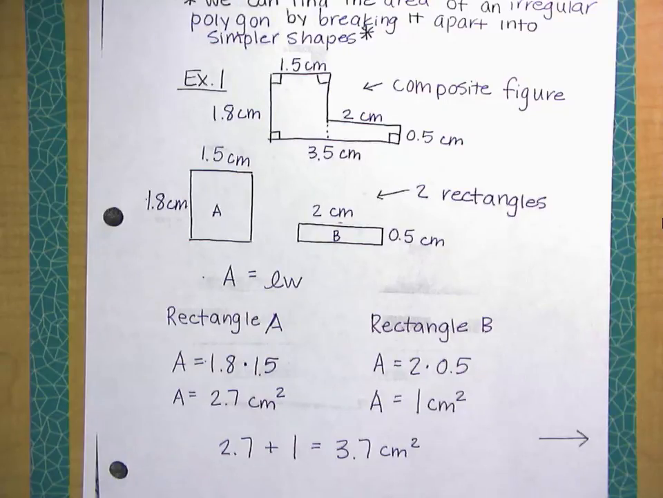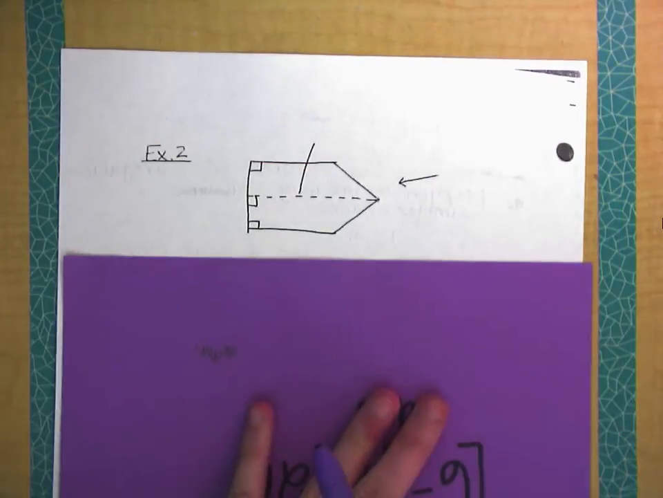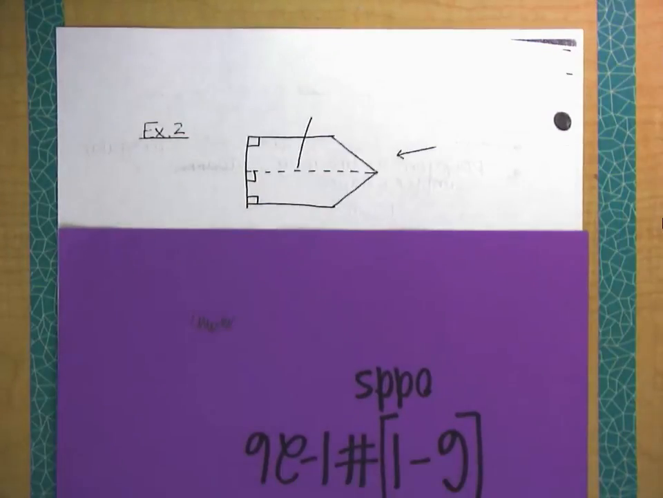Thumbs up in the middle or thumbs down? Okay. I don't think I see any thumbs down, so that's good. All right. So I'm going to flip my page over, and we're going to look at another composite figure. Go ahead and draw that shape.